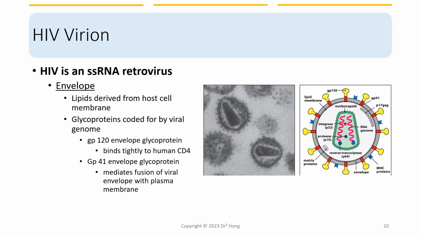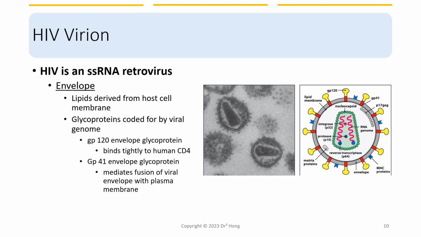Now, under the microscope, the left image is the HIV virion. The virion is an infectious vector that delivers viral genetic material to the host cells. HIV is an enveloped ssRNA retrovirus. The envelope is composed of lipid derived from the host cell's membrane and glycoproteins coded for by the viral genome. One such glycoprotein is GP120, which can bind tightly to the human CD4 receptor.